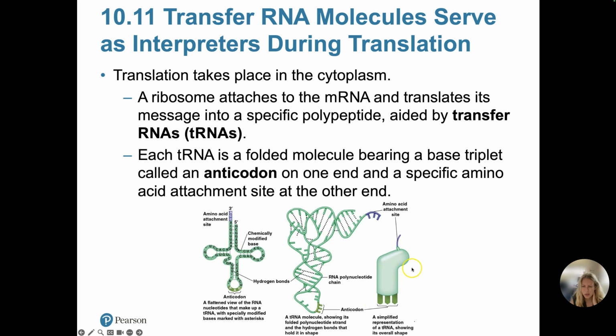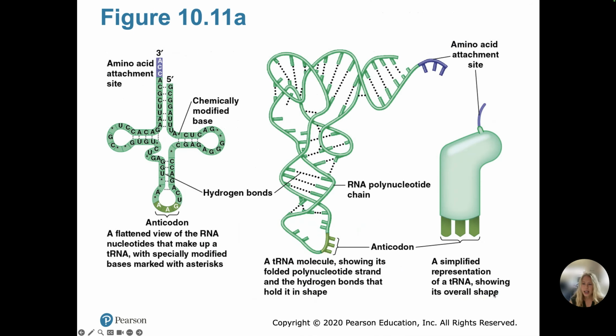And then this image on the right is a simplified representation of a tRNA. This is the one we'll kind of use going forward. The amino acid attaches up here, and then the anticodon is down here. Remember, the anticodon is what will recognize the codon in mRNA. And this is a bigger image of the transfer RNAs.